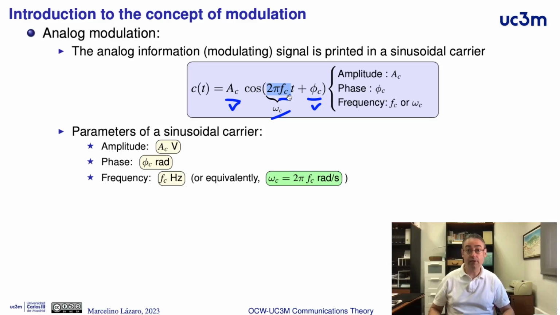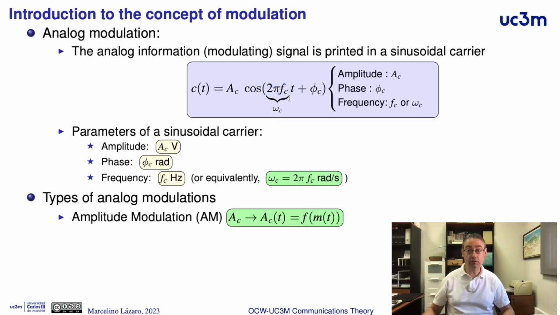So we have three different types of analog modulations. We have amplitude modulations when the amplitude of the sinusoidal carrier is not constant but is modified according to the modulating signal, according to the information that we want to transmit.